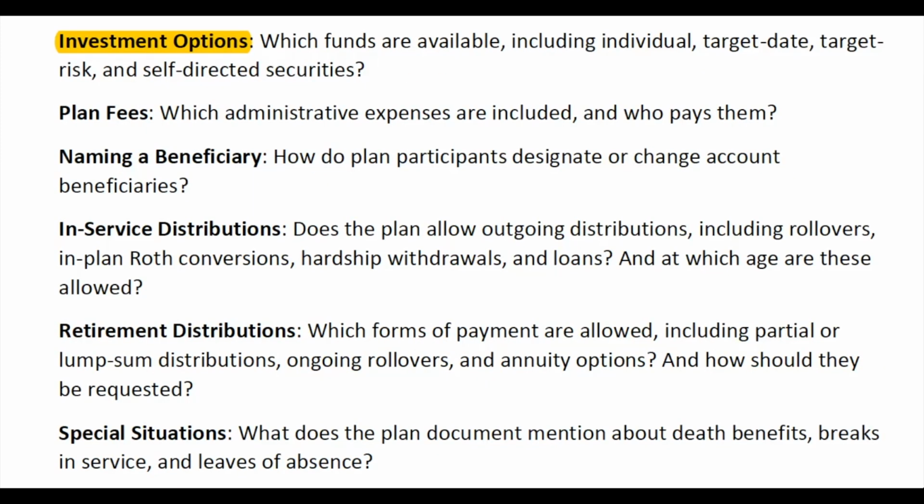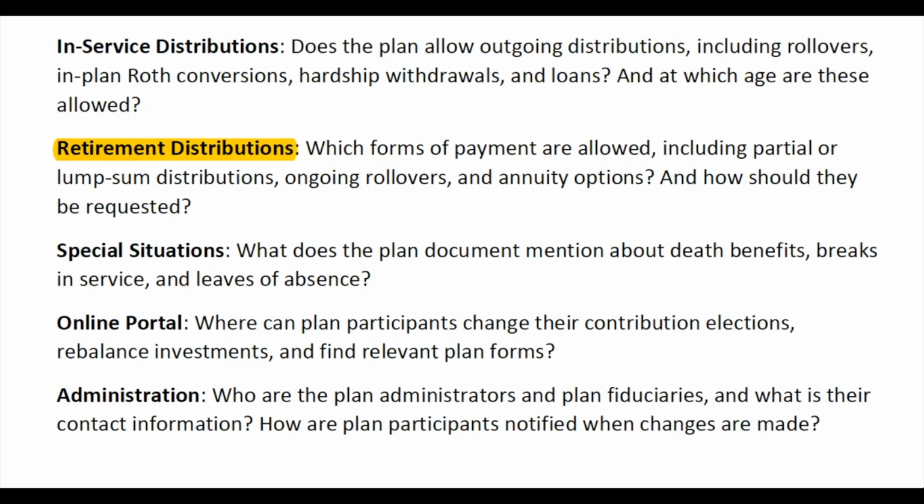The investment options, such as individual funds, target date or target risk portfolios, or self-directed options. Plan fees. It's really important to understand the admin expenses and who pays them. Finding out the easiest way to designate or change your account beneficiaries. In-service distributions. Does your plan allow you to take money out while you're still working? And when you're no longer working there, the retirement distributions.